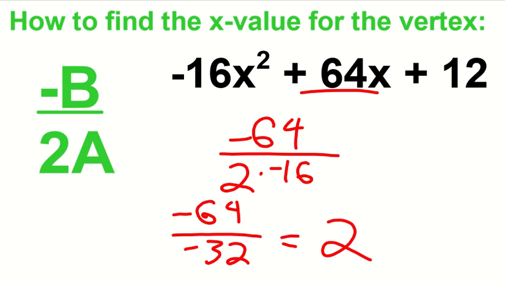Any questions on that? Opposite of b over 2a. That tells you how long it takes the ball to get to the maximum if it's a ball type problem. It tells you just the x value for it if it's some other type of problem.